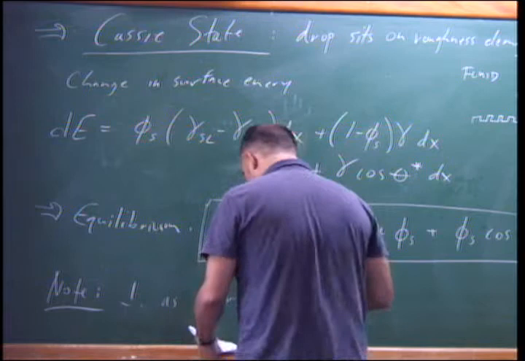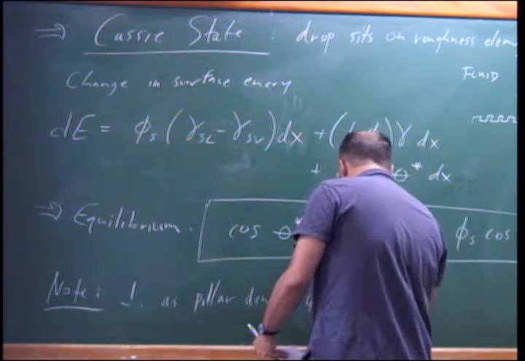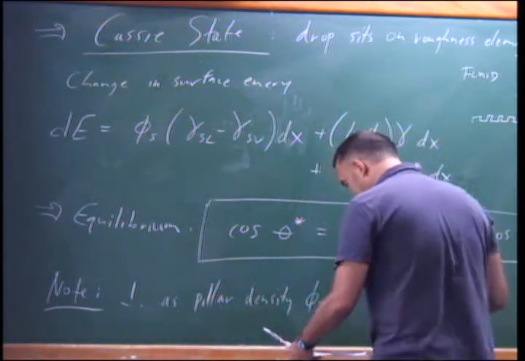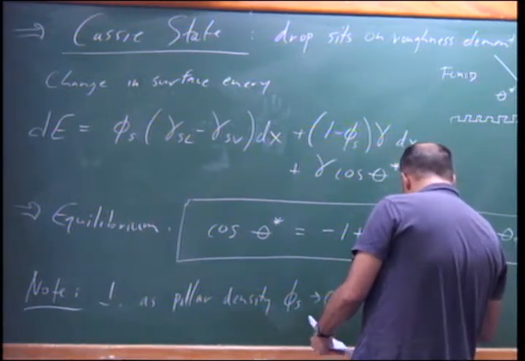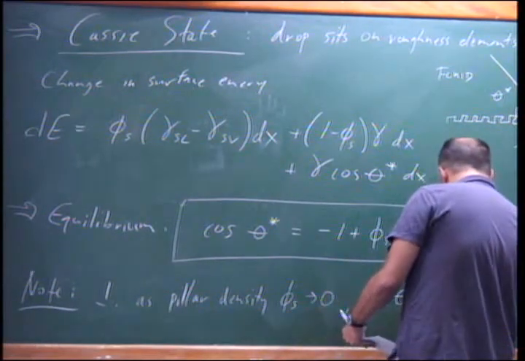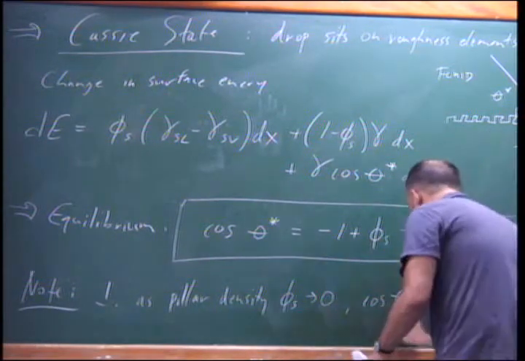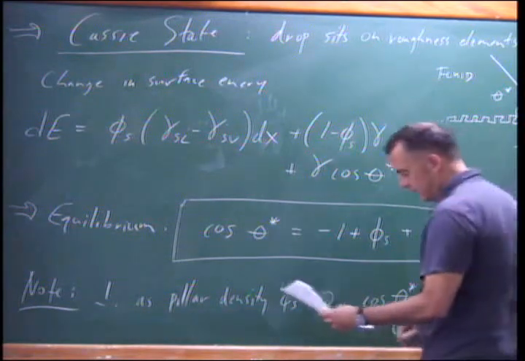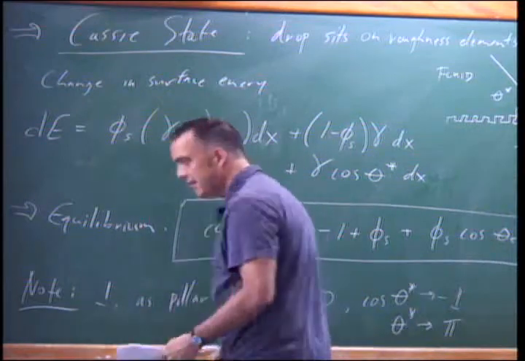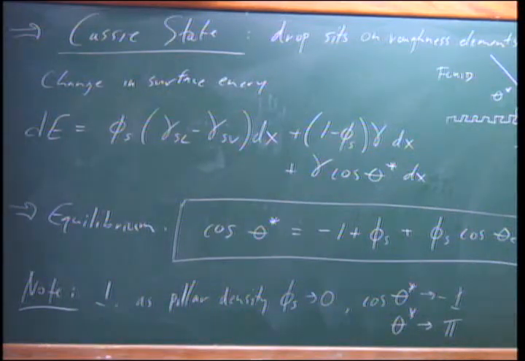So the pillar density phi s goes to 0, so then it's basically sitting on the tips, so theta star is pi. My friend David Quéré came up with a good name for these. Drops in this state are said to be in a fakir state, because a fakir is the Indian gentleman sitting on a bed of nails, right?